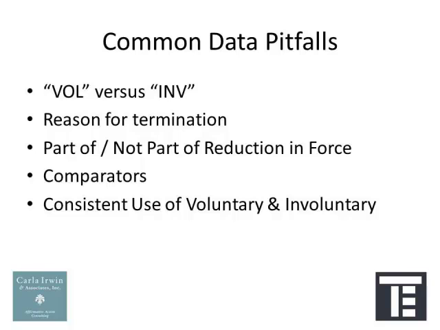It's really important to use these things consistently because it's nearly impossible to go back and recreate these things after the fact. If you have to go back 6 months or a year to try to recreate the reason for termination, whether or not somebody was part of a reduction in force, who those comparators were, it's going to be nearly impossible to do. So it's important to keep these pitfalls in mind, make sure that you're using everything consistently, and that you document things on an ongoing basis.